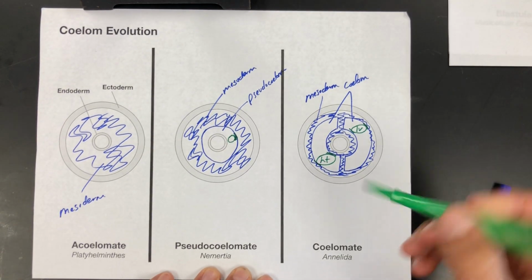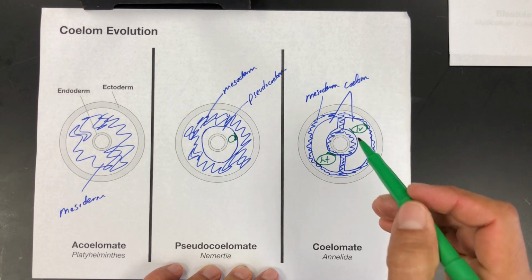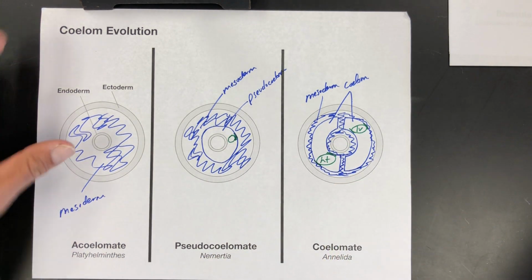So this is kind of the weird thing, is that when we say the evolution of the coelom or a coelomate animal, it makes it sound like you're gaining something, and you are, but the thing that you're gaining is just empty space. And that's what this is, the coelom.